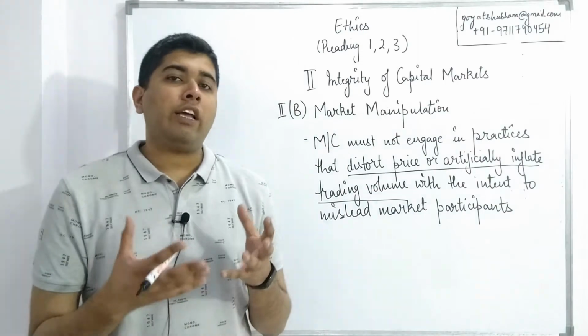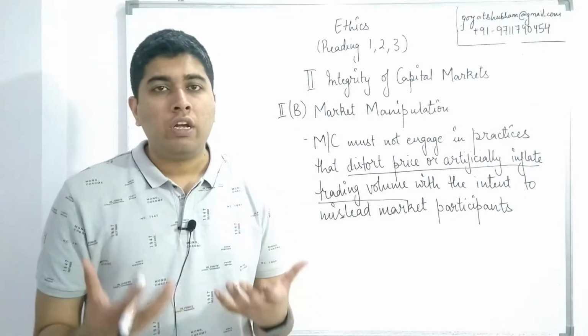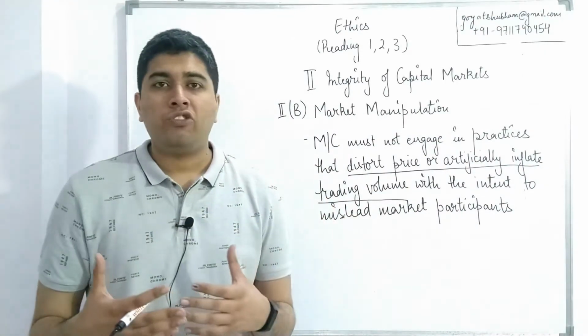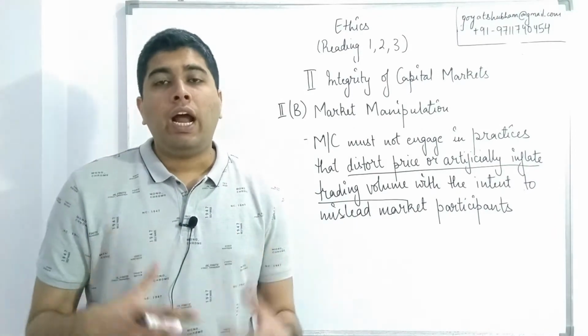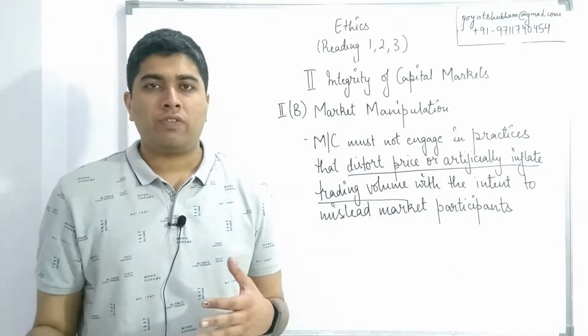Now, similarly, I can also make an order where I decide to buy 5 million shares of a company, and I also decide to sell 5 million shares of the company.